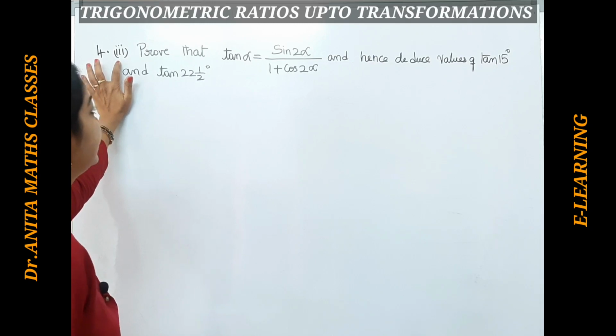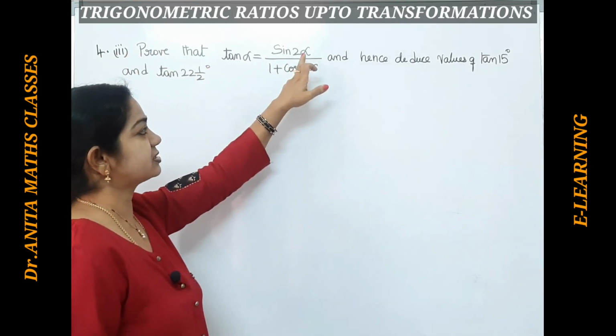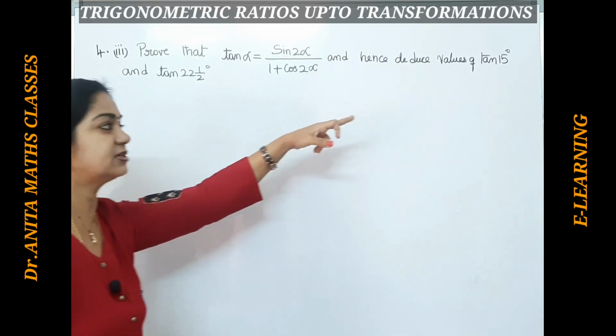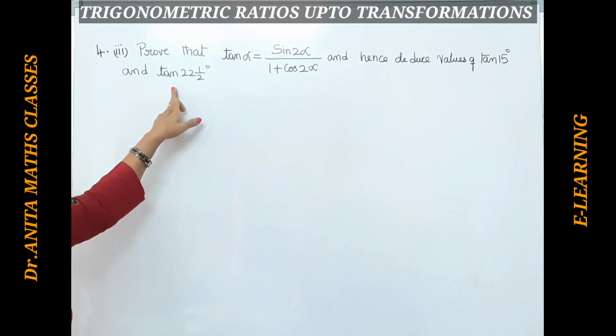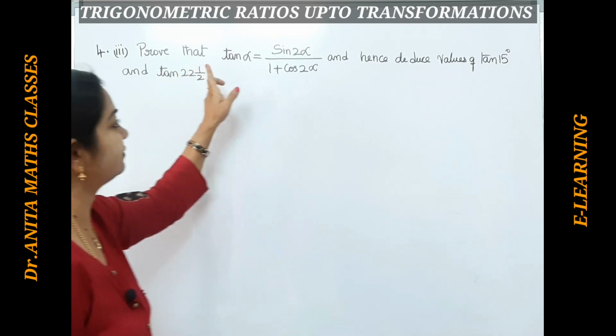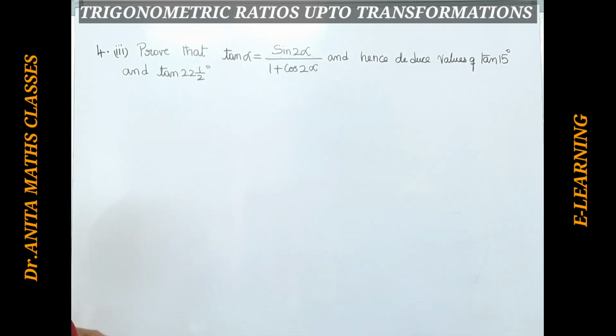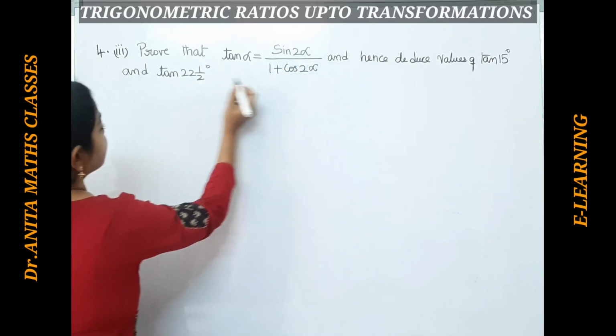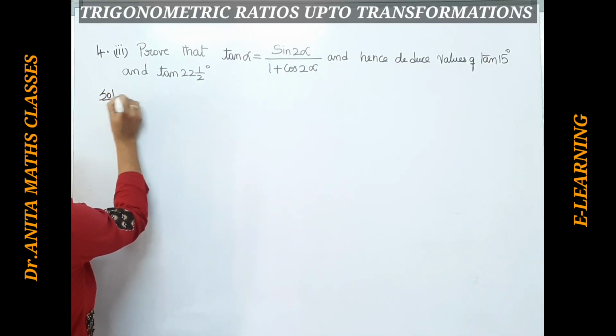Now here the third bit: prove that tan alpha is equal to sin 2 alpha by 1 plus cos 2 alpha, and further we have to deduce the values of tan 15 and tan 22.5 degrees. So first we will prove this, then we will go for the values. Here let us take the RHS.